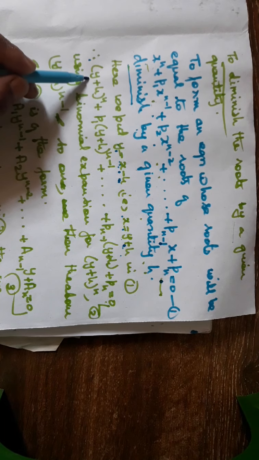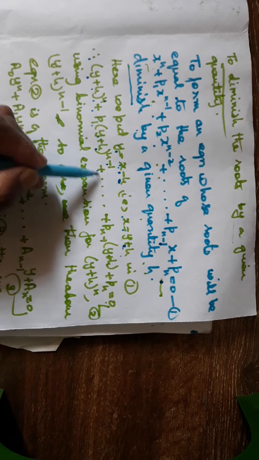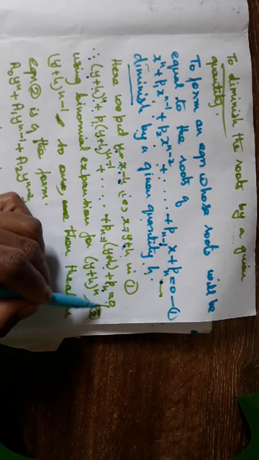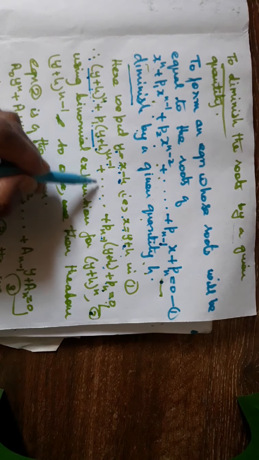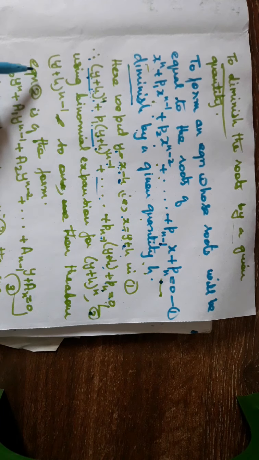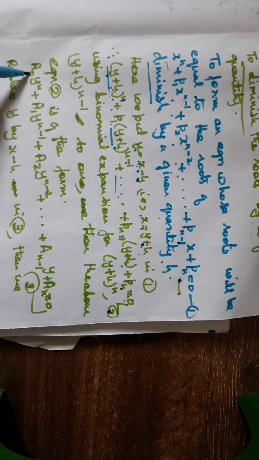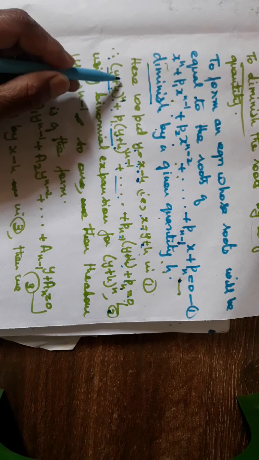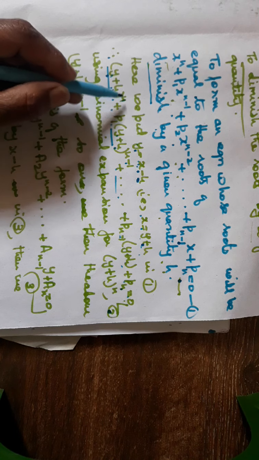Put y equal to x minus h in equation 1. Therefore, x is equal to y plus h, and equation 1 implies (y plus h) to the power n plus p1 (y plus h) to the power n minus 1, and so on, plus p suffix n is equal to 0. Name it equation 2. Now, using binomial expansion for each term (y plus h) to the power n, equation 2 will be of the form a naught y to the power n plus nC1 y to the power n minus 1 into h, and other such terms.